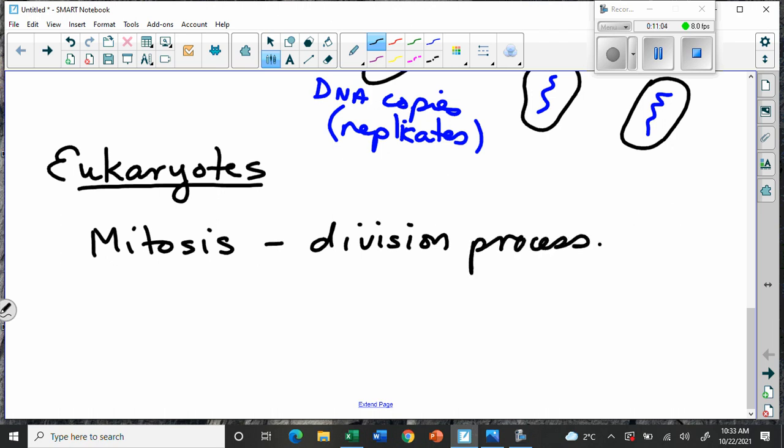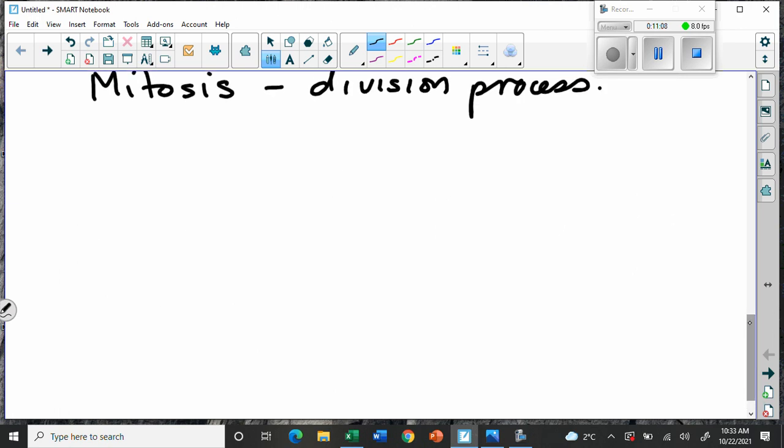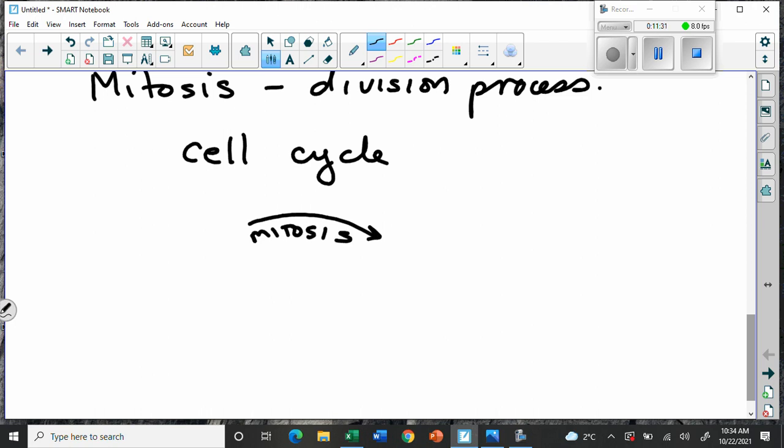So to understand how it works, we first have to understand the life cycle of a cell. Before we can talk about how it divides, let's draw a little picture here, and we'll call it the cell cycle. Cells go through a process where they divide and split into two. We'll put a little black line here across the top, and we'll write mitosis on here. So there's the division stage of a cell.